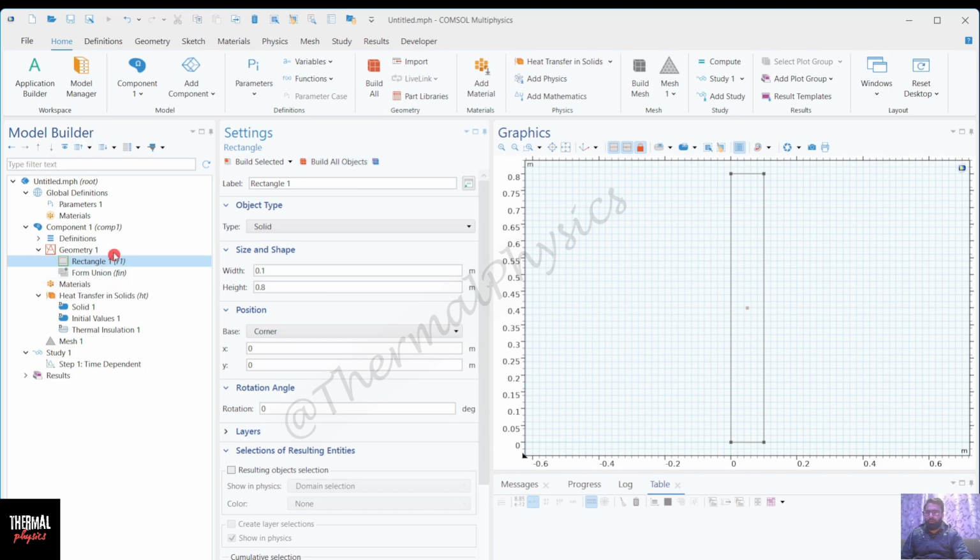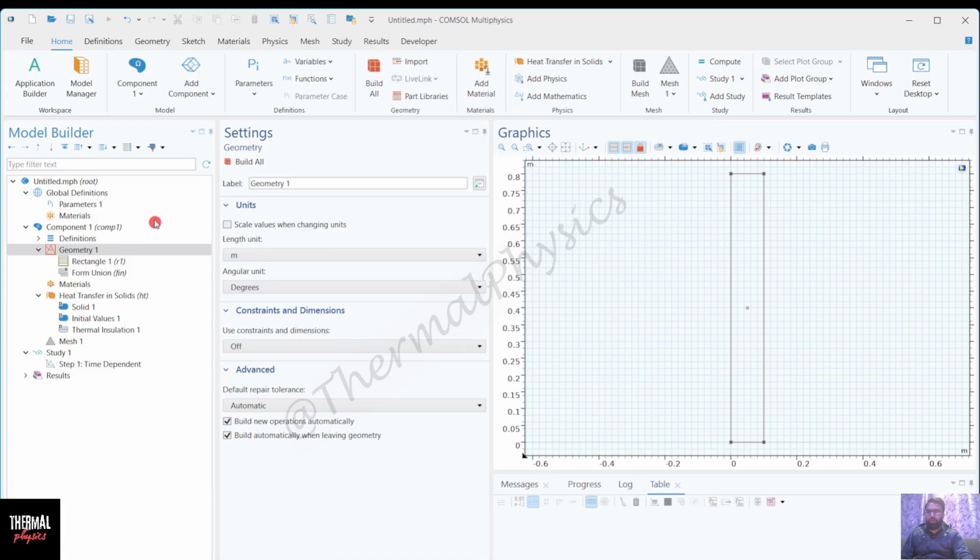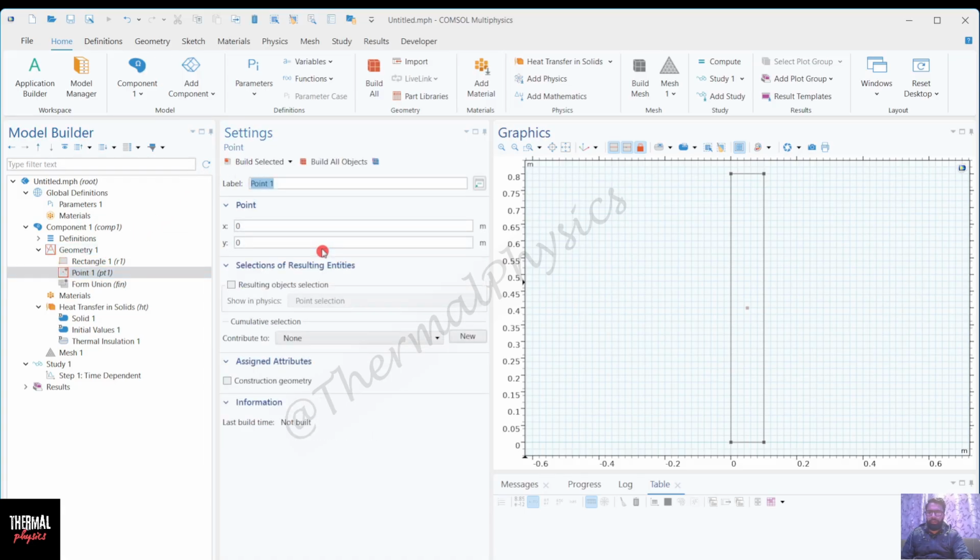Now what we also need to do is create a point where we want to find the temperature. We want this point exactly at the center. So specify the coordinates. 0.1 divided by 2 is 0.05, and height is 0.8, so mid will be 0.4. Now this is our point.